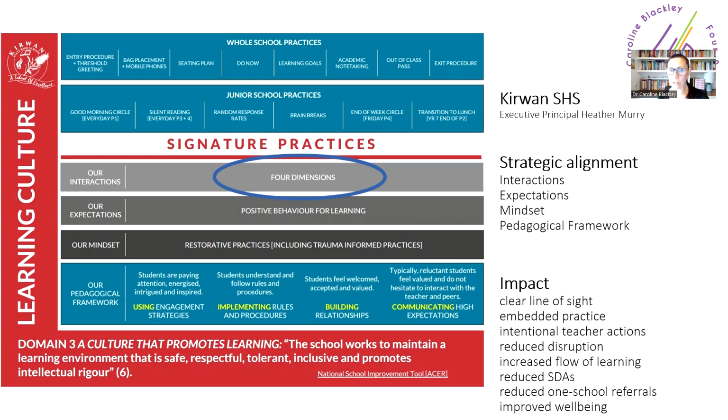It's not about what comes first, second or third. It is about a realisation that if staff aren't interacting with a culture of teaching and learning, you will consistently struggle with all else. On the right-hand side, you can see the strategic alignment and you can see the impact on learning, including the reduction in SDAs, reduced one-school referrals and improved wellbeing for both teachers and students.